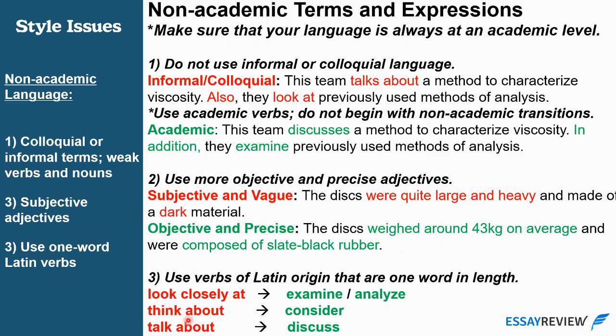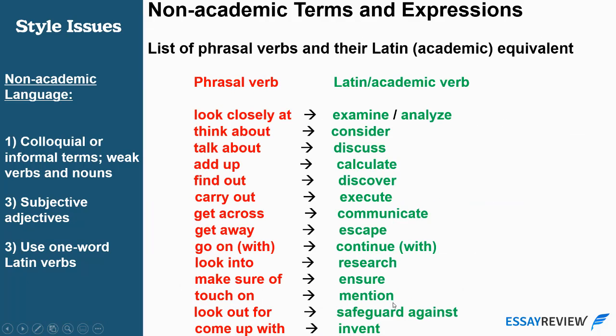Okay, good. So if you have a phrasal verb, which means a verb with a preposition, like look closely at, or think about, talk about. Instead, examine. Look closely at, examine; analyze; think about, consider; talk about, discuss. And there's a whole bunch of them, right? You can Google and find these kinds of lists too. So I hope that you can use these as a resource.